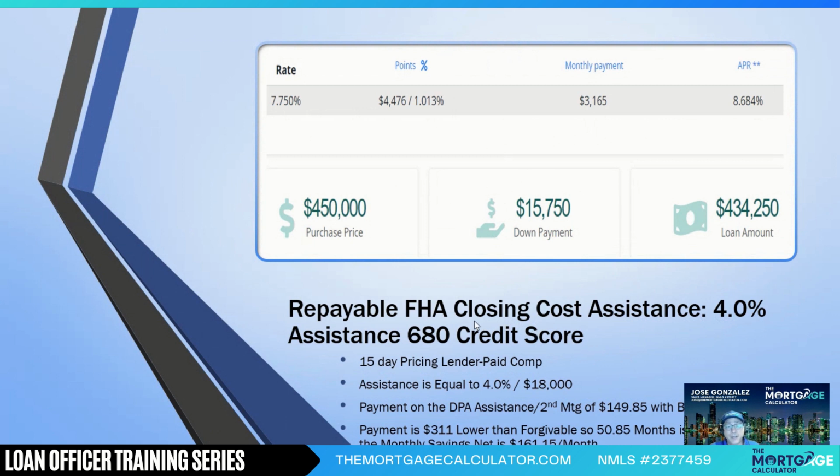I try to keep it apples to apples. The down payment assistance is 3.5%. So rather than pick the 3% option, I picked the 4% option. Just so you know, the difference in the cost between one and the other, the same rate is going to cost a half a point less at the 3% option.